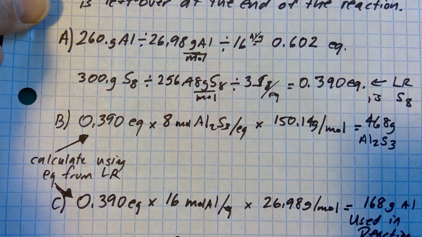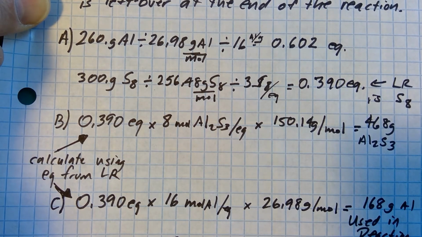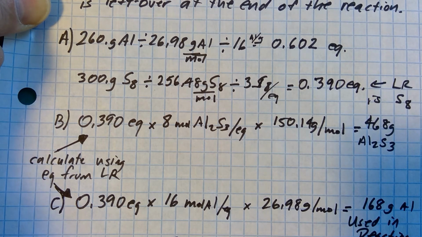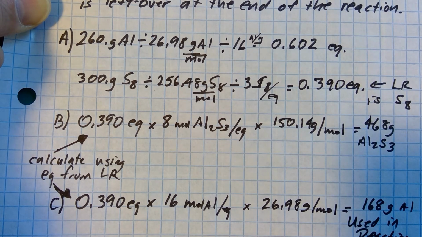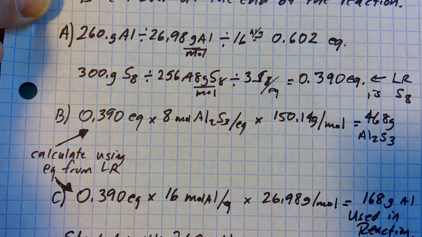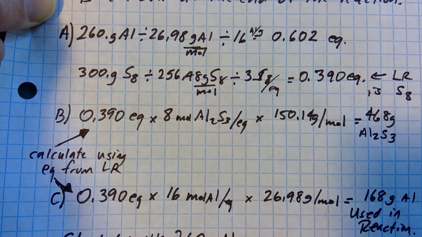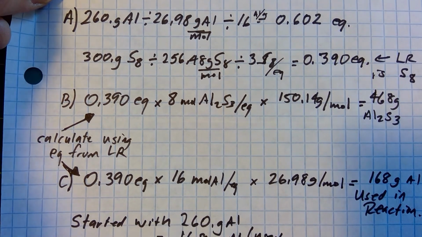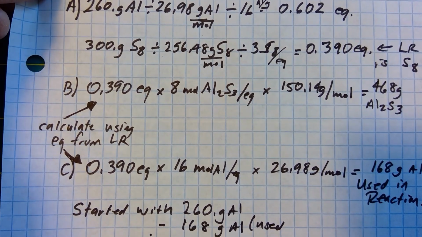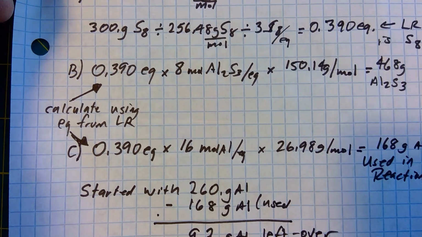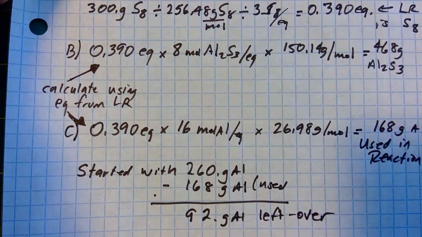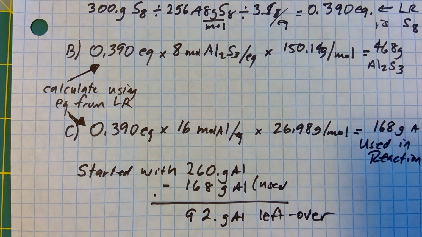there are 16 moles of aluminum for every equivalent. Then there are 26.98 grams of aluminum for every mole. So if you multiply that out together, that's 168 grams of aluminum that's used in this reaction. Now, you start with 260 grams, you use 168 grams up, which means at the end there's 92 grams of aluminum left over. So to figure out how much of the excess reactant is left over, you calculate how much you actually used, and you subtract that from how much you have at the start.